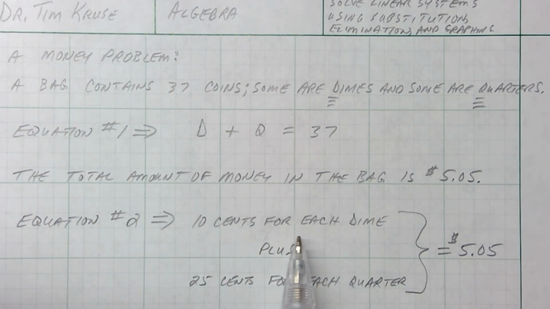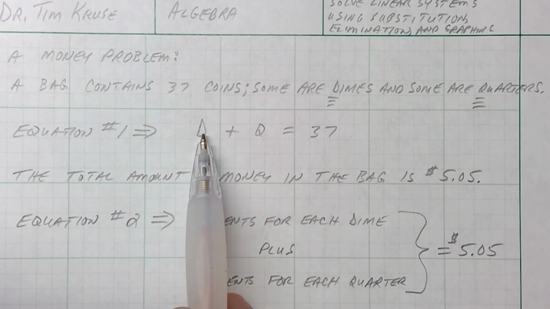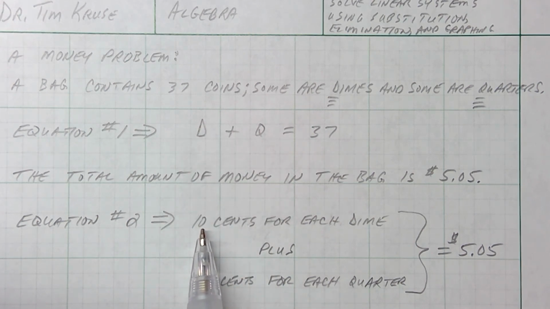Equation 2 says, okay, let's say I had 1 dime in there. That'd be 10 cents, right? 10 cents for each dime. If I had 2 dimes, it'd be 20 cents. And if I had 3 dimes, it'd be 30 cents. It's 10 cents for every dime that I have. So whatever the number of dimes I have right here is, I'm going to multiply it times 10 cents to find out how much money my dimes are worth.